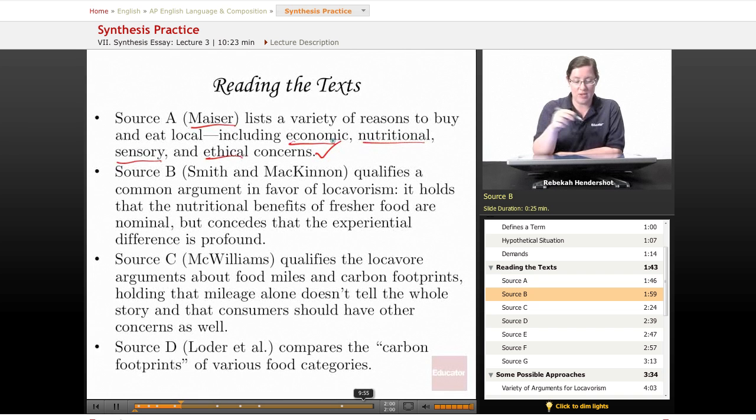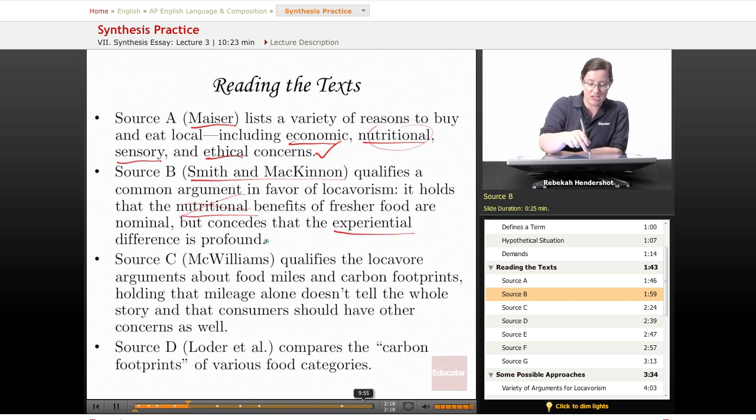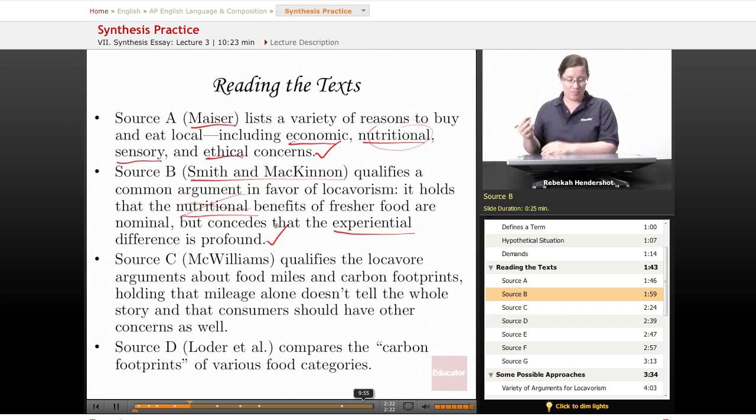Source B, which is Smith and McKinnon, qualifies a common argument in favor of locavorism. It holds that the nutritional benefits of fresher food are actually nominal. So that nutritional explanation up here, they're saying, well, it's not that big a difference. But the source does concede that the experiential difference is profound. This food tastes better. It's a better experience to buy and eat it.